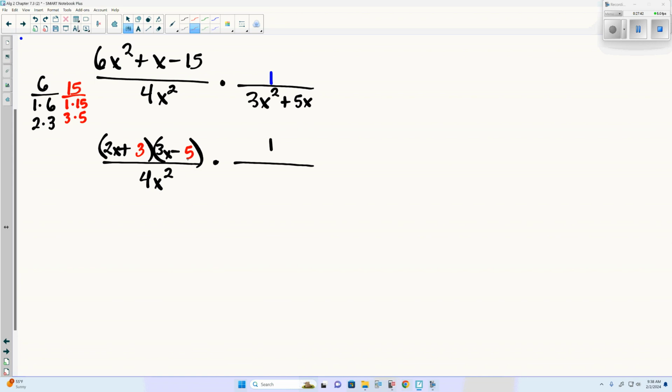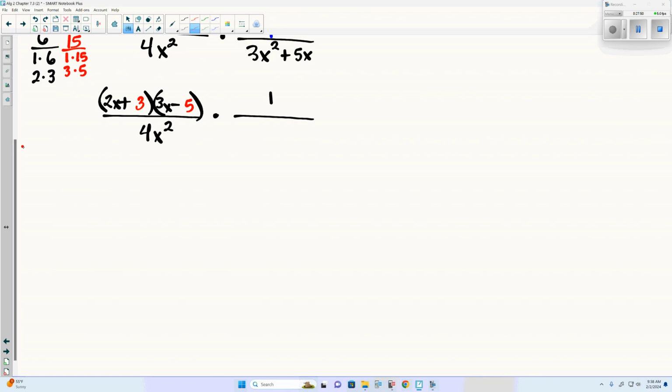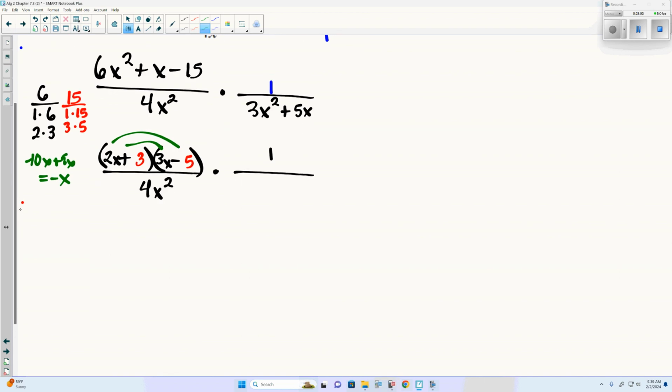We can't put the 3x and 3 together because they would have a greatest common factor, and our 6x squared plus x minus 15 does not. Now when we check this, just to make sure, 2x times negative 5, negative 10x. 3 times 3x is plus 9x, giving us negative x. We need positive x. We need to flip signs.